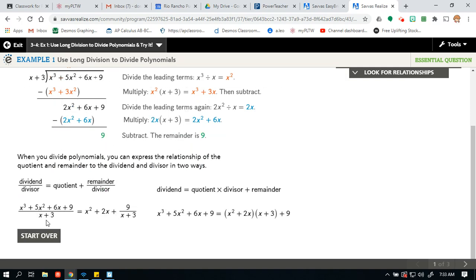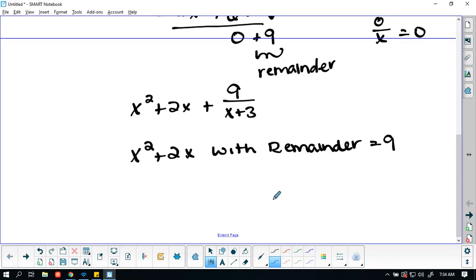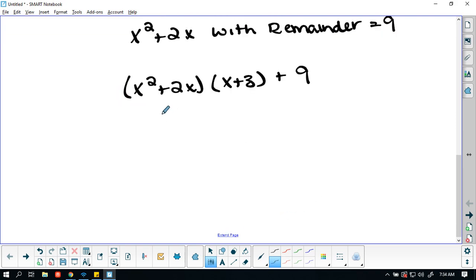So how they wrote it here is going to be the dividend divided by the divisor equals the quotient plus the remainder over the divisor. Or we can put this in kind of a factored form where you have the dividend equals a quotient, which is the x squared times the divisor plus the remainder. So what they did here is they took this, and instead of dividing it on our remainder, we're going to multiply it to my quotient. So this format is known as P of x.